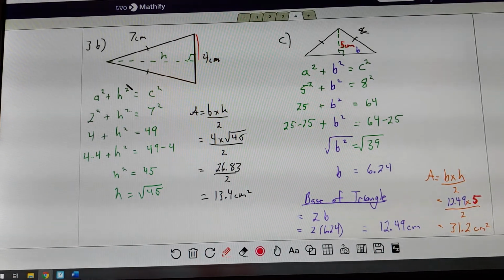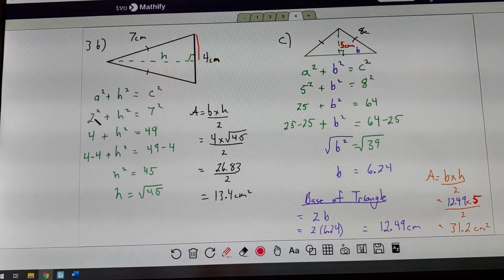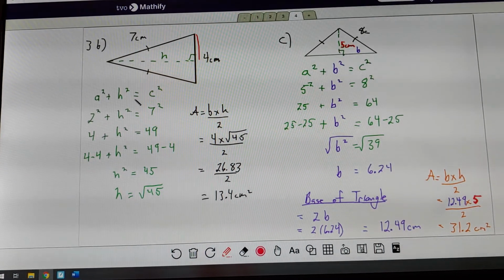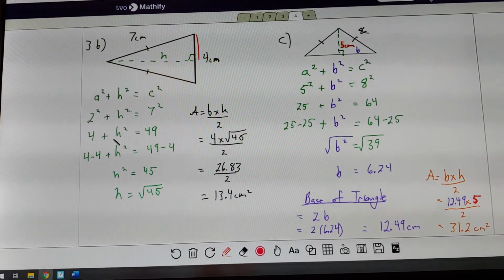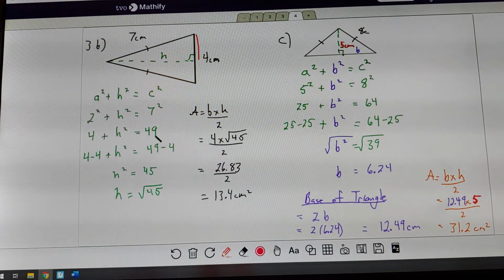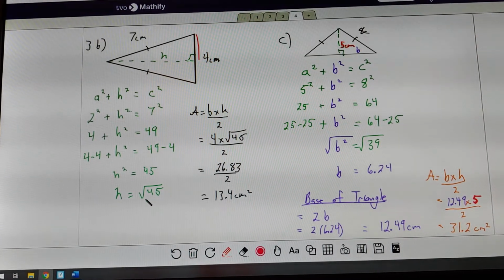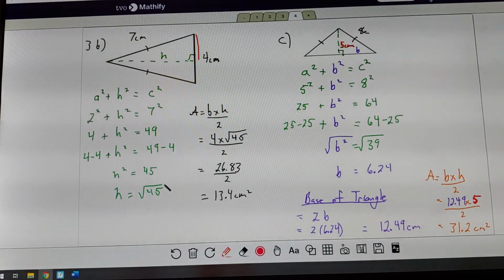H is our unknown, and then this will be side C, 7. So you can see A, I've put in 2 centimeters because it's half of the base. H is our unknown, 7 centimeters for C. 2 times 2 is 4, 7 times 7 is 49. Subtract 4 from both sides to get just H. H squared is 45, so H is going to be square root 45.